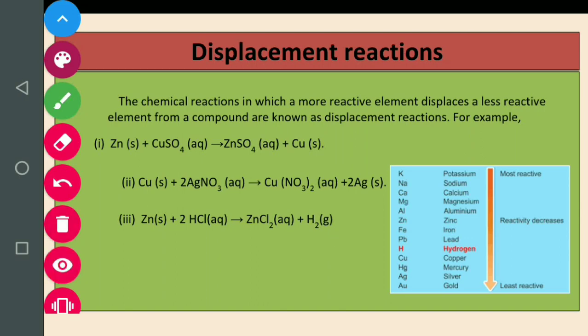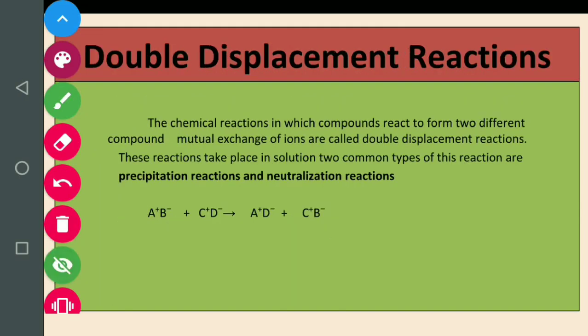Now double displacement reaction. A chemical reaction in which two compounds react to form two different compounds by mutual exchange of ions is called a double displacement reaction. These reactions take place in solution. Mainly there are two types of chemical reactions which show double displacement: precipitation reaction and neutralization reaction.